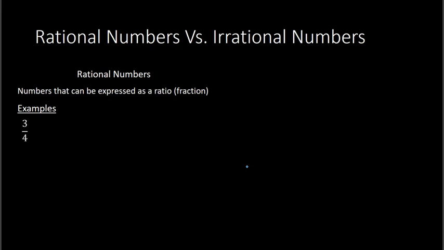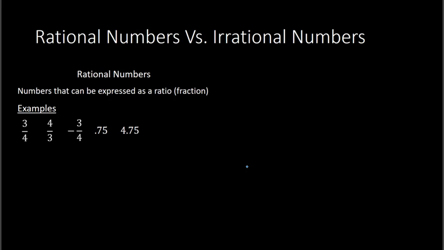So for example, 3 over 4 is rational because that can be written as a fraction, and it is a fraction. 4 over 3 is also rational because it is expressed as a fraction. Negative 3 over 4 would be rational because, once again, it can be expressed as a fraction. Decimals would also be rational, so like 0.75. That is rational because I could write that as 3 over 4, which is a ratio or fraction.